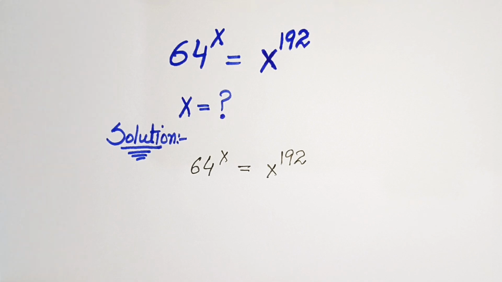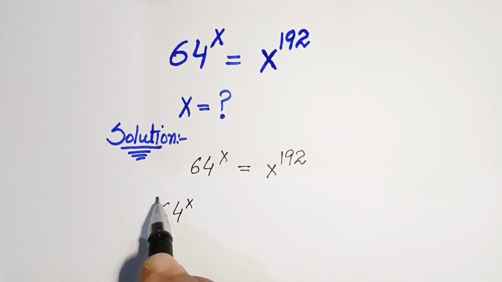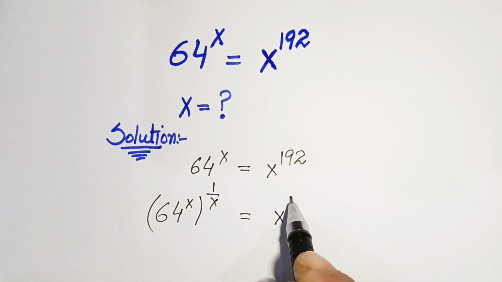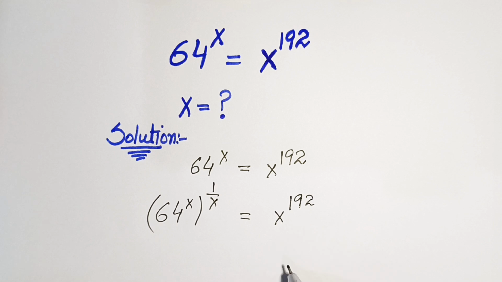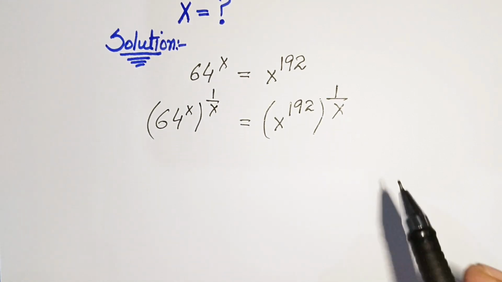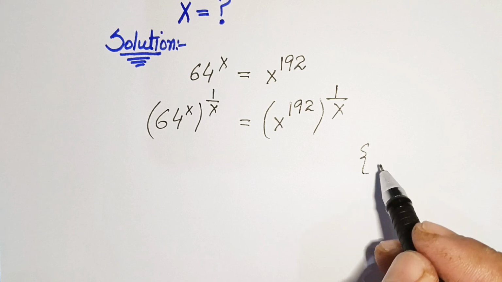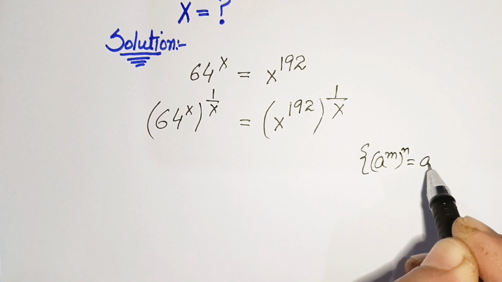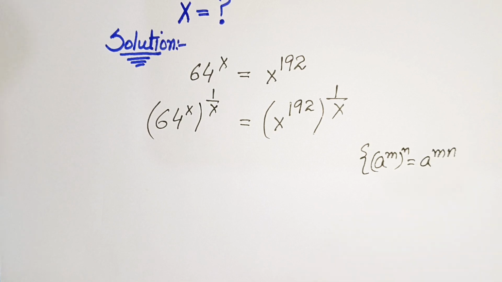So here if we take 1 over x as a power on both hand sides, we get 64 to the power x whole to the power 1 over x, which is equal to x to the power 192 whole to the power 1 over x. Now our next step will be, according to the exponential identities, if we have a to the power m whole to the power n, it is equal to a to the power m times n.